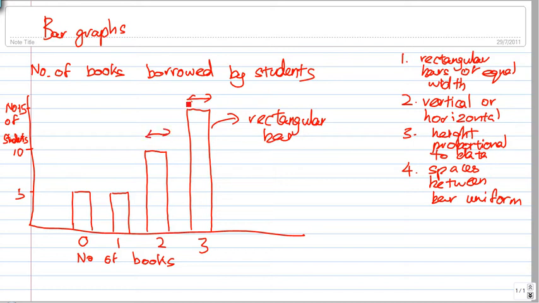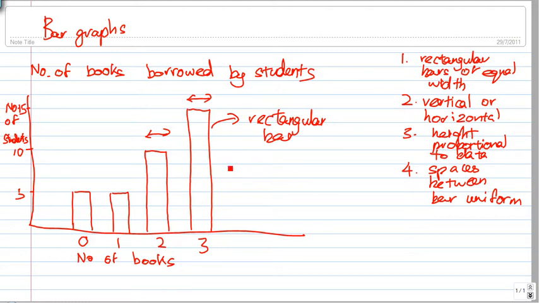Also, they can be drawn vertically or horizontally. It depends on how the examiner wants to phrase the question, or how they want to structure it. And also the height is proportional to the data. If you look at this example here, it shows the number of books borrowed by a group of students in any given week.